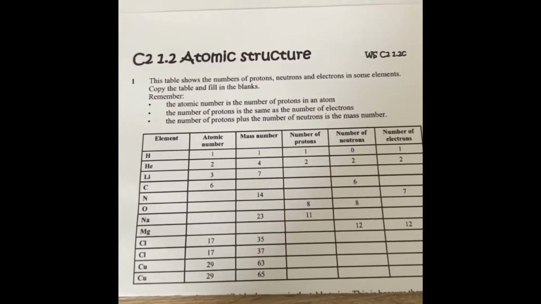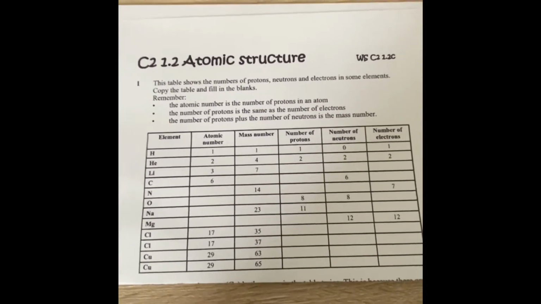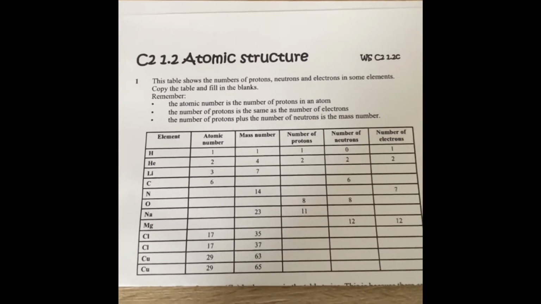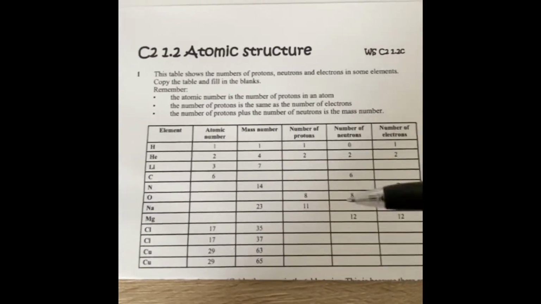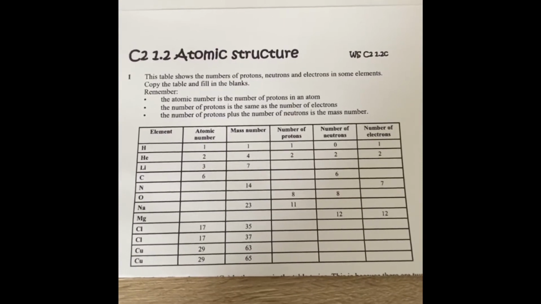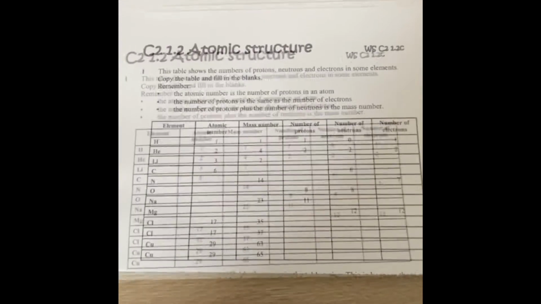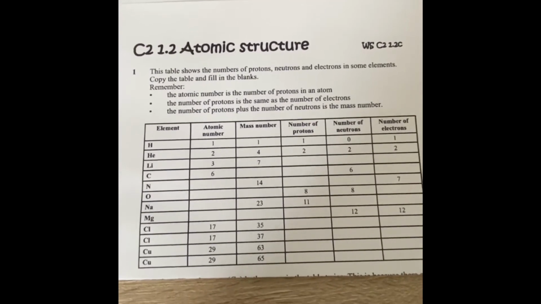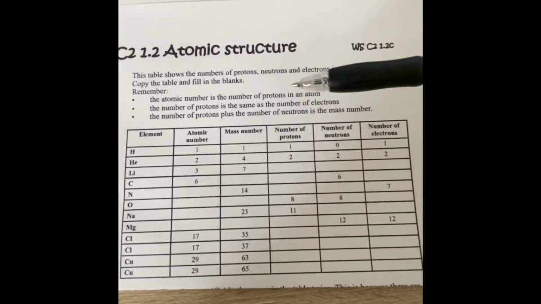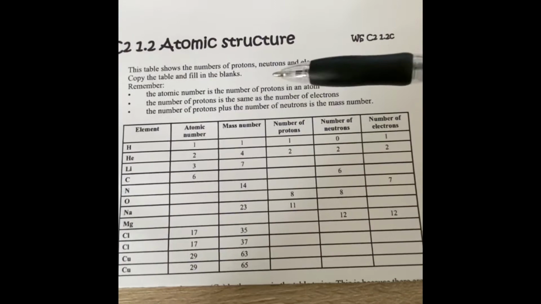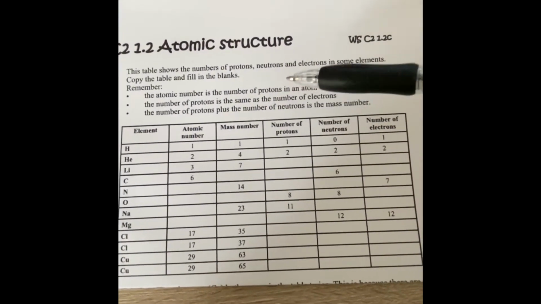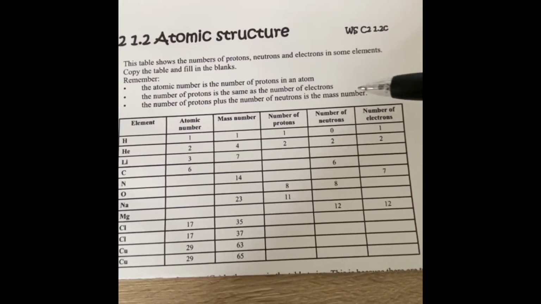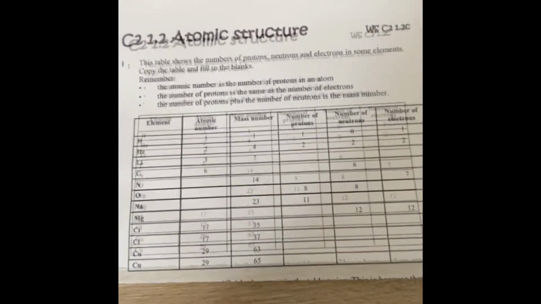As you can see on the sheet, it tells you to copy and fill in the blanks. Either you can print this off or you can put it onto a piece of paper. The second thing it says is to remember the atomic number is the number of protons in an atom. The number of protons is the same as the number of electrons. The number of protons plus the number of neutrons is the mass number.